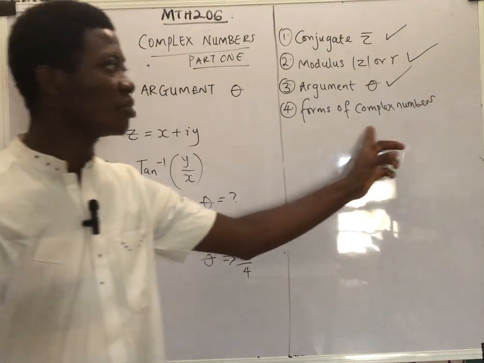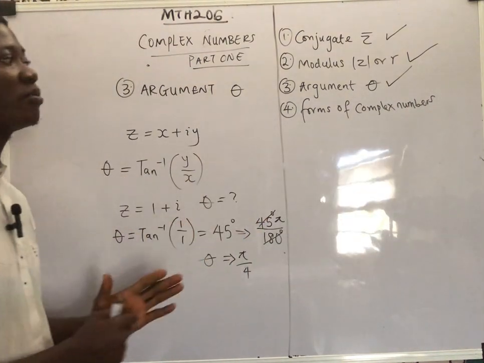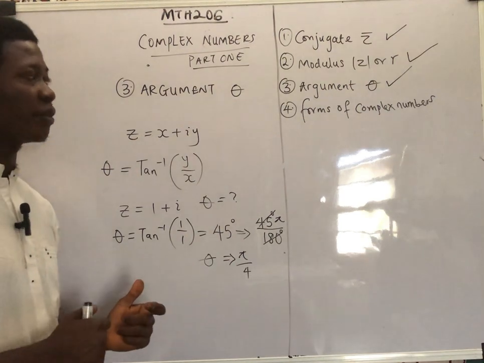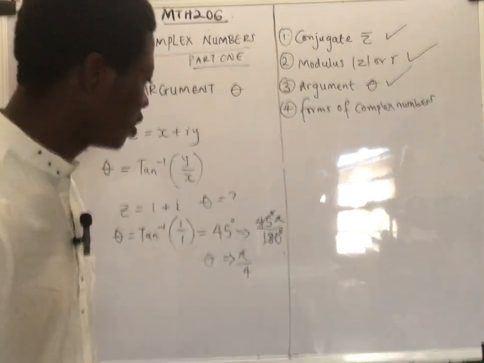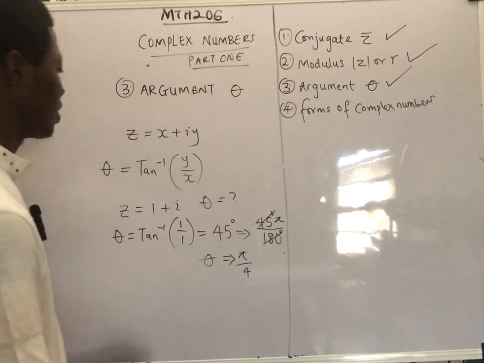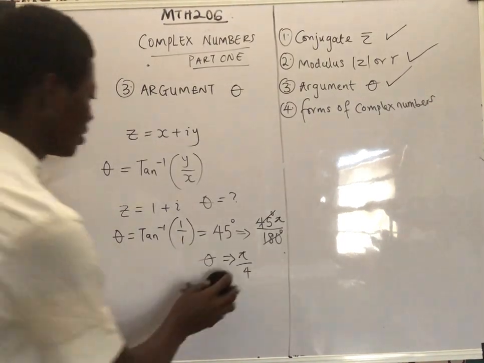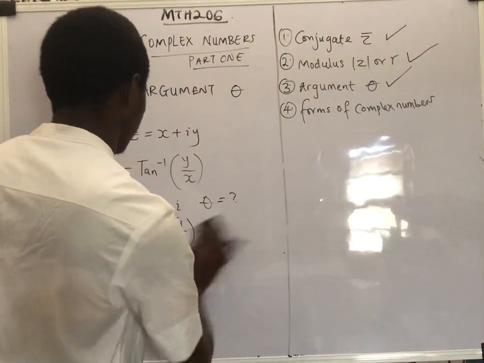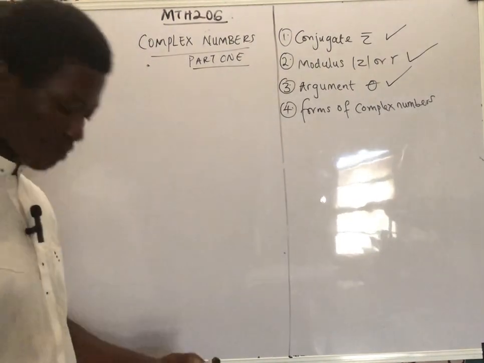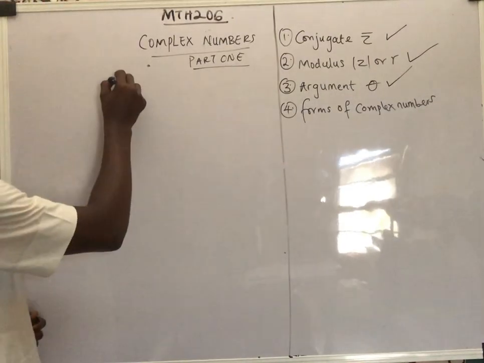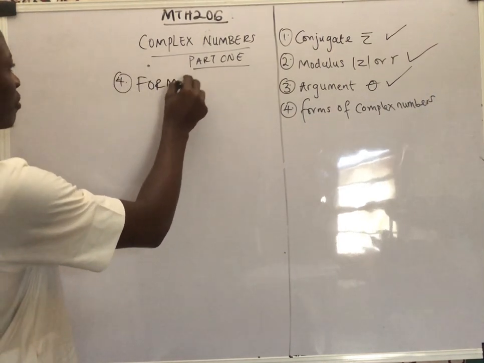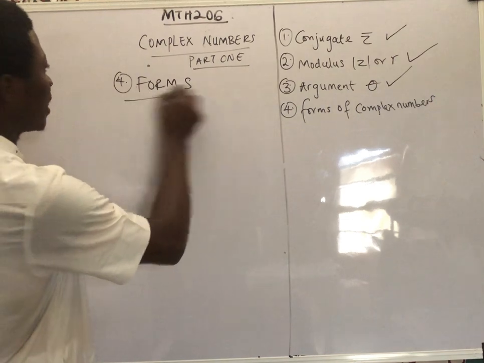Now the last thing which we are discussing for this part is the forms of complex numbers. Then we'll continue for part 2. Okay, so the forms of complex numbers. So let's move to that. Now this is where you have to pay massive attention. So the last thing which we are discussing, forms of complex number.